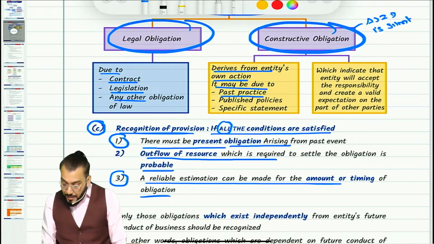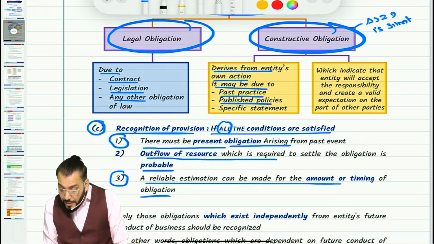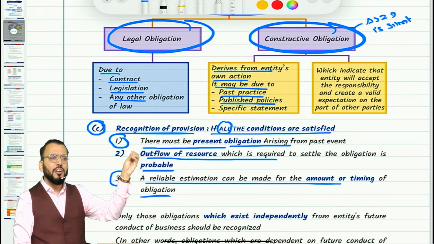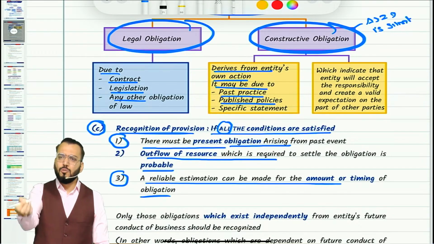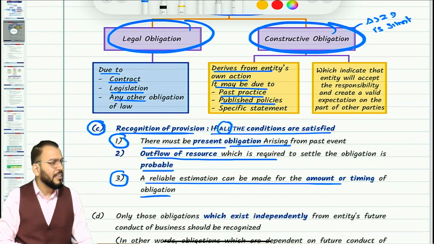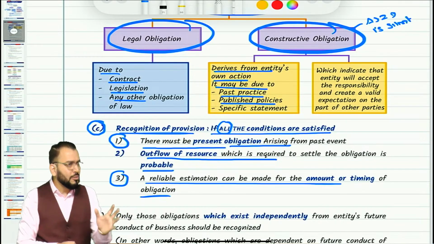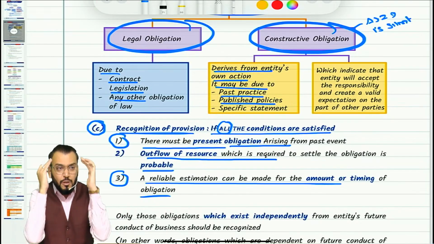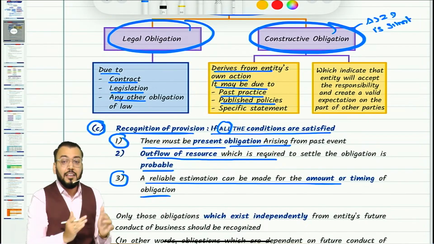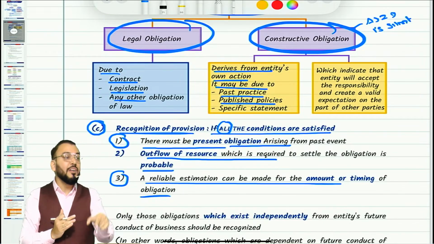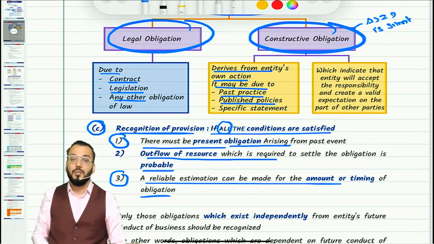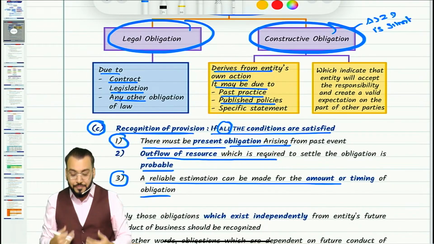Correct. Second, it may be due to published policies. It might be on the website. I have already published it: any student who scores 90 or more than 90, I will refund 50% of the fees. So you came by observing that only. Even though I have not made any announcement in the class, you have some indication in your mind that yes, I may get a refund if I score more than 90. This will be a constructive obligation from my part.